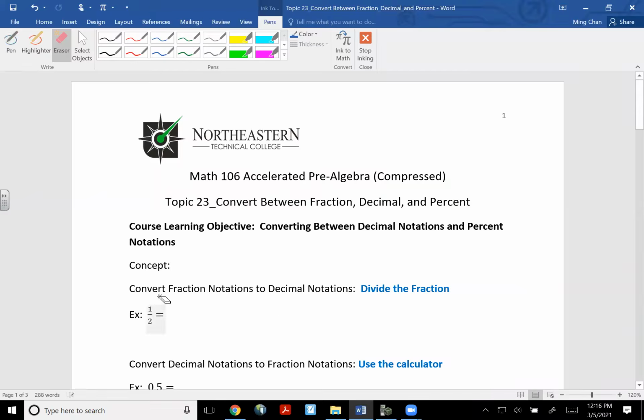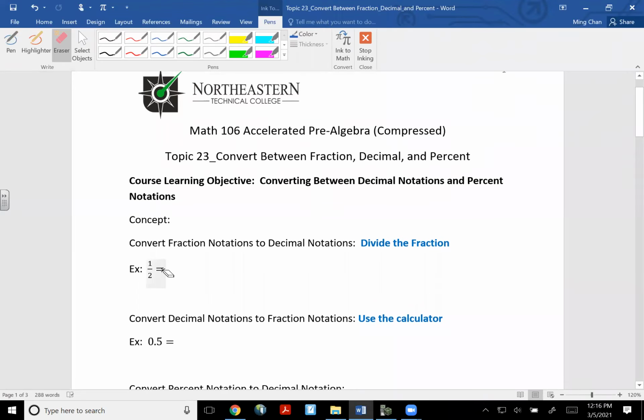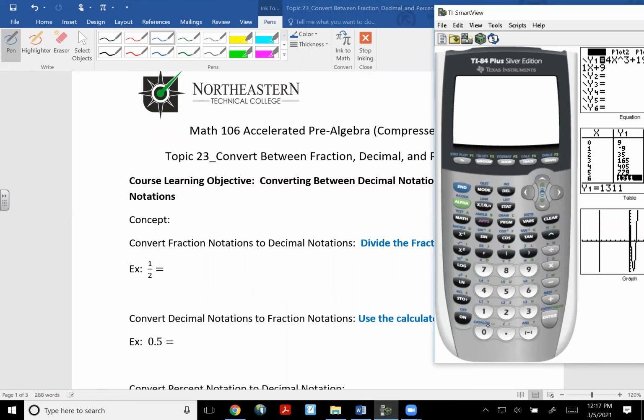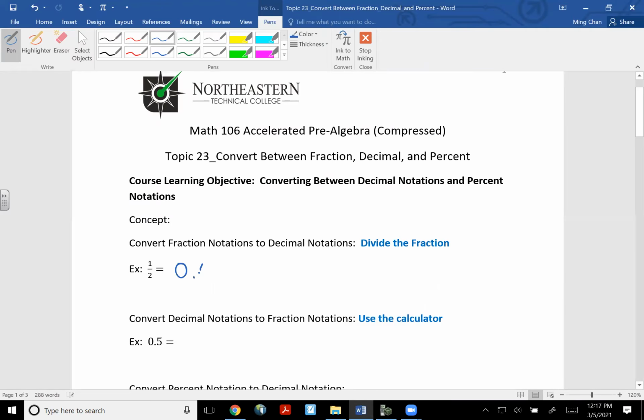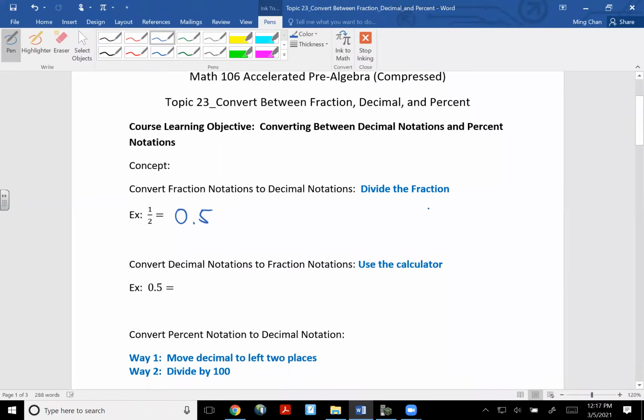Let's start out with converting a fraction into decimal notation. We've done this before. If you start with a fraction and want to convert into decimal notation, you simply have to divide the fraction, whether you divide by hand or let the calculator divide for you. If I type in 1 divided by 2, of course, the calculator gives me 0.5. But the whole concept here is you have to divide the fraction in order to get the decimal notation.